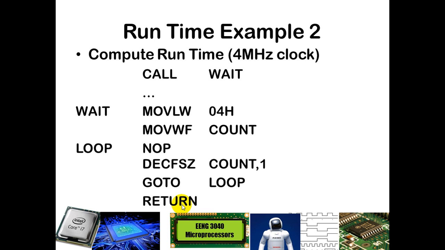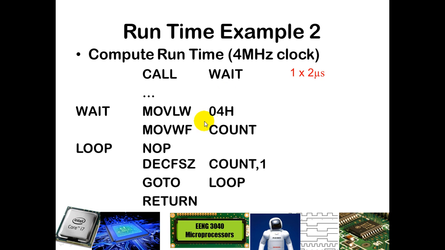Now, let's look at another example. In this case, our code looks nearly the same as what we had before that took 17 microseconds, but we've added a NoOp, or no operation, right at the beginning of our loop. And so now, let's look at what's happening. Well, our call is being executed once, and so that's taking 2 microseconds.